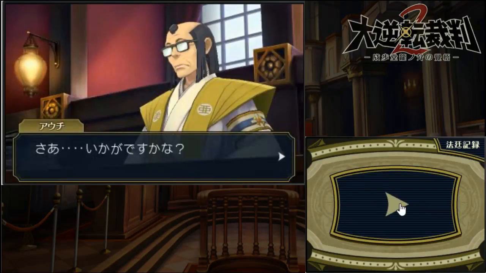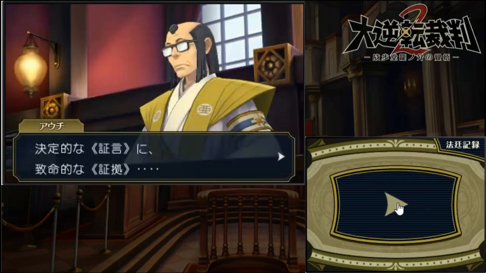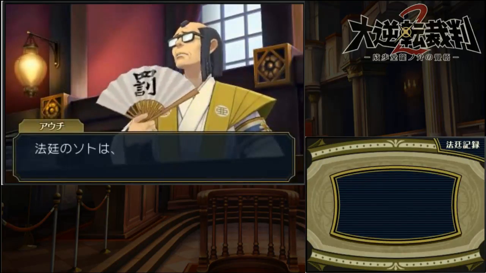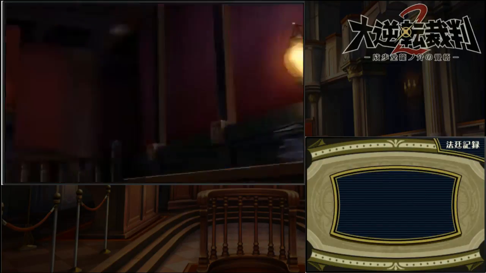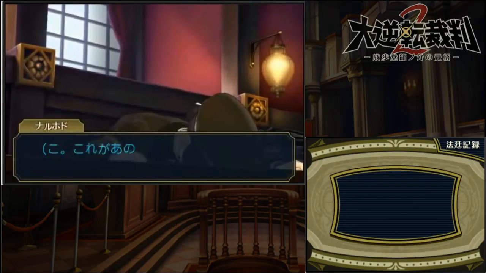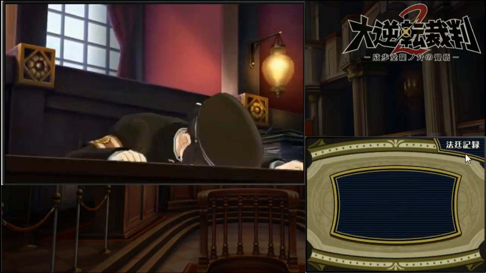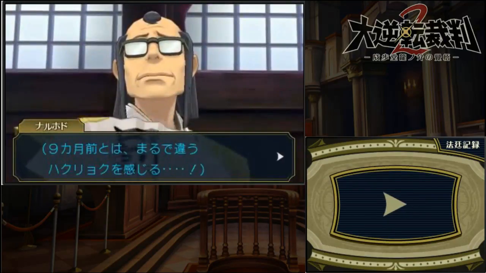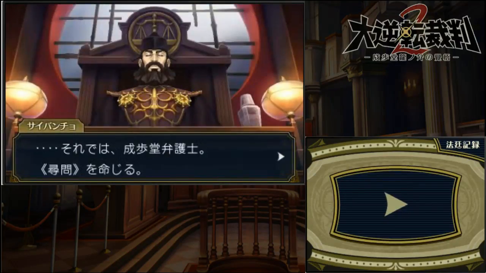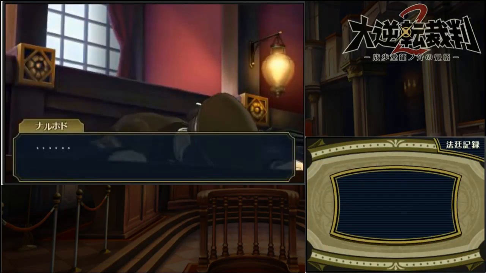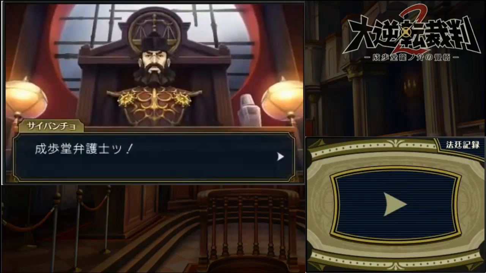Excuse me. Now, how do you take that? A perfect testimony and decisive proof. The sky shines the colors of summer outside this courthouse. I dare say it is the perfect day for a guilty verdict. The prosecutor Aochi we see today seems far more intense than he did 9 months ago. Without further ado, Attorney Naruhodo, the court orders you to perform the cross-examination. Attorney Naruhodo!